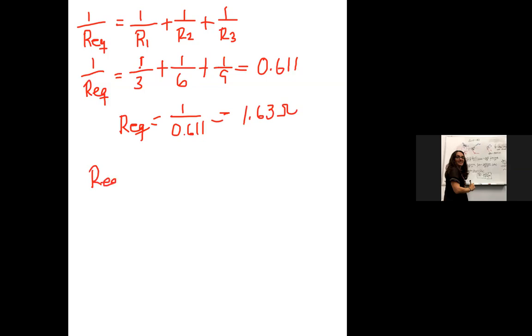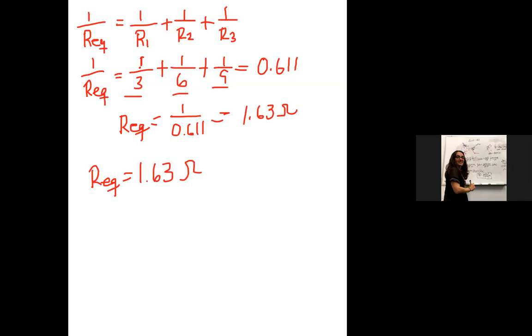So look at what happened. 1.63 ohms. It is smaller than any of the resistors that made it up. It was a 3, a 6, and a 9 ohm resistor, and I combined them in parallel to create a smaller resistor of 1.63 ohm.